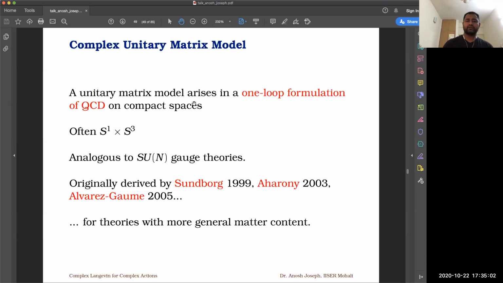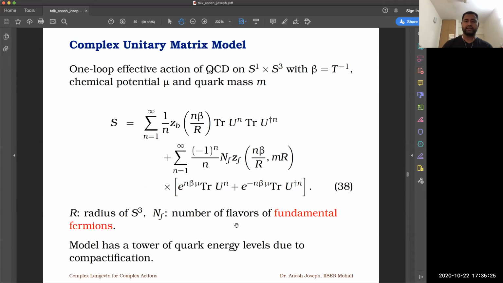This model was originally derived by Sundborg, Aharony, Alvarez-Gaume and others, in various years. They put various matter fields into this and studied the theory analytically, and they came up with some nice results. So the question is, this model is complex, so can we apply complex Langevin for this model and reproduce the results people got?